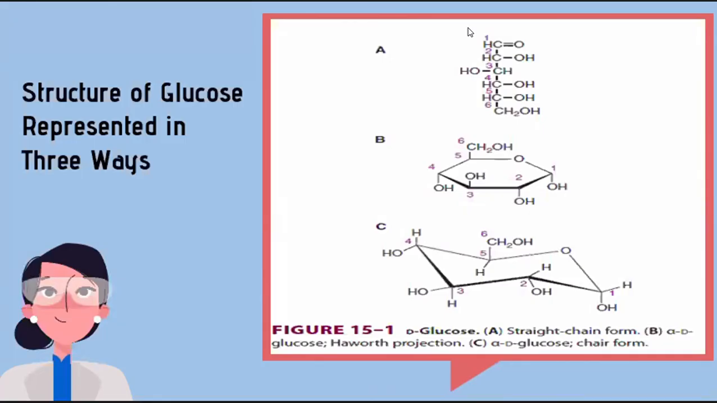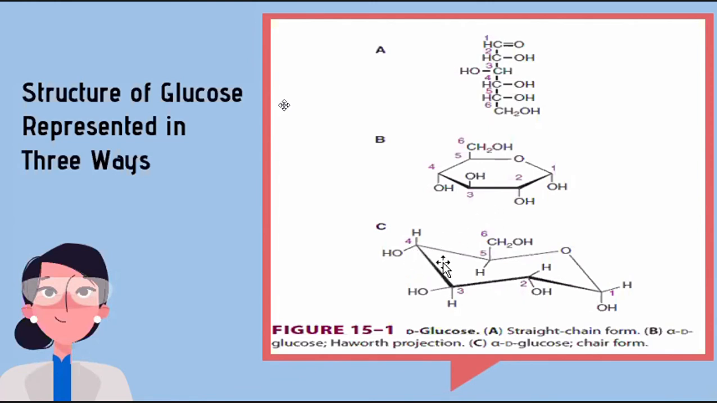So here is the structure of glucose represented in three ways, the basic representations of carbohydrates. This one is the Fischer form, or the straight chain form. The carbons are in the middle, connected, and then you have your hydrogen and hydroxyl components. And this one is the Haworth formation, the ring formation. It's called a furan ring if there are five, and a pyran ring for six.